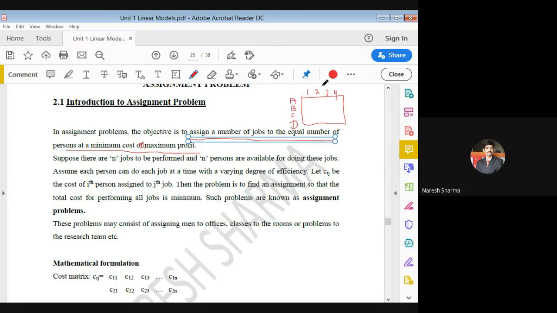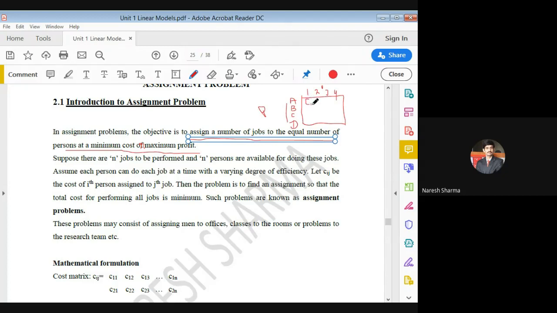So these are the jobs, these are the persons. All persons are able to do all the jobs, but their efficiencies are different, and our cost for doing this is also different.